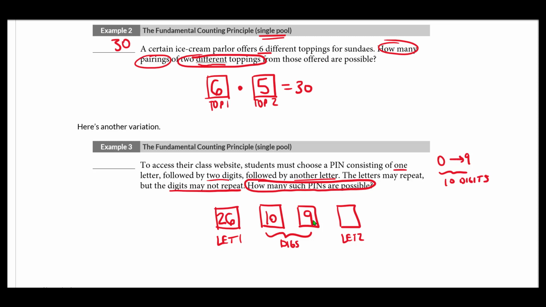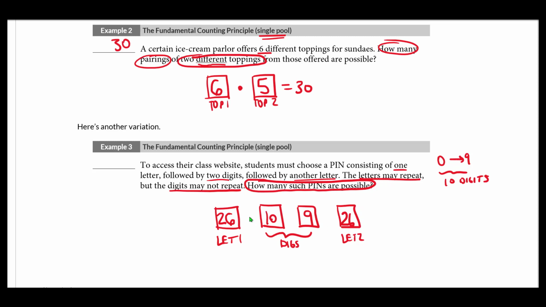And then finally we have letter 2, which is also 26, because remember, the letters may repeat, and therefore it doesn't matter what letter we choose for this first position, we will still have all of our letters available to us for that second position.